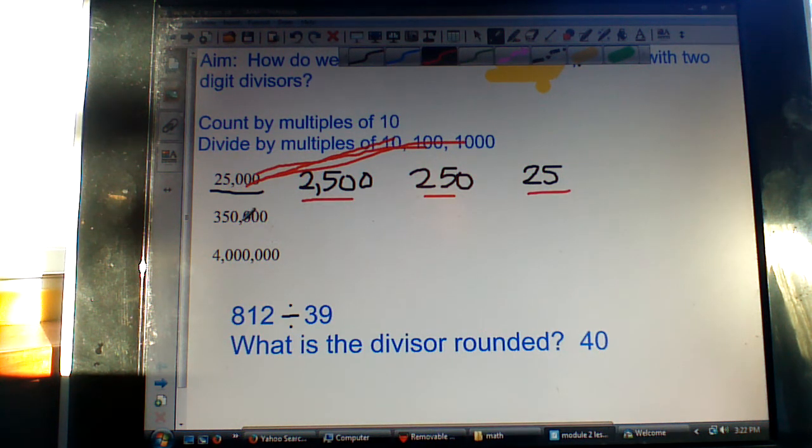In your notebook, I want you to do these two numbers, 350,000 divided by 10, divided by 100, divided by 1,000. Then I want you to do 4 million divided by 10, 100, and 1,000. Okay, so pause, take a minute to do that, and come back.